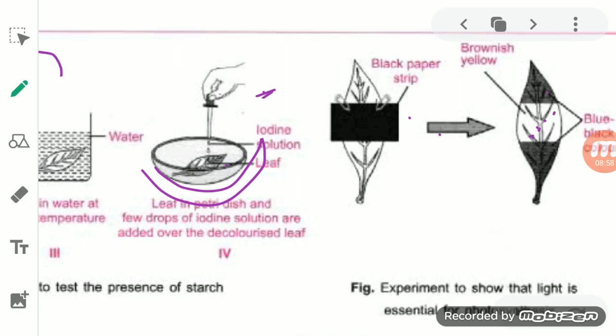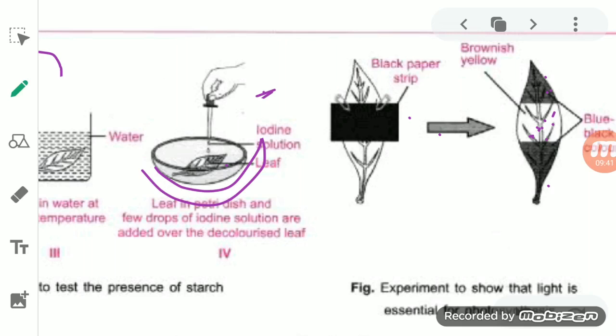That this part which was covered was not able to absorb the sunlight, and as it was not able to absorb the sunlight, the process of photosynthesis does not occur here, due to which there is no formation of starch, and as there is no formation of starch, when you add the iodine solution, there will be no change in color. It remains colorless.